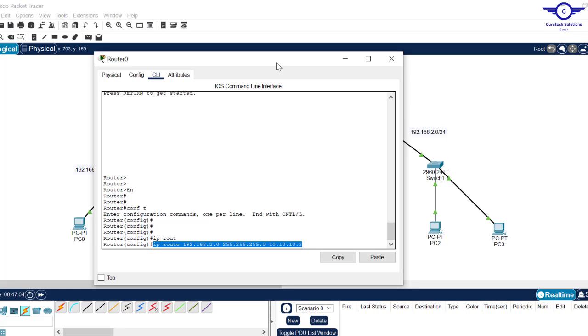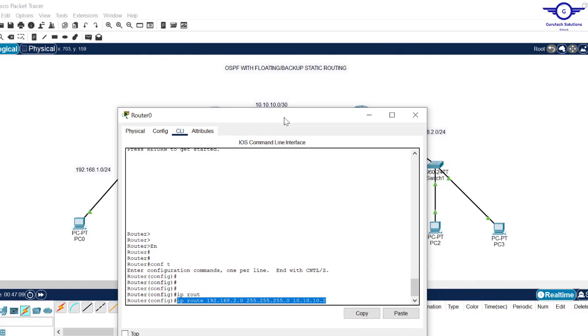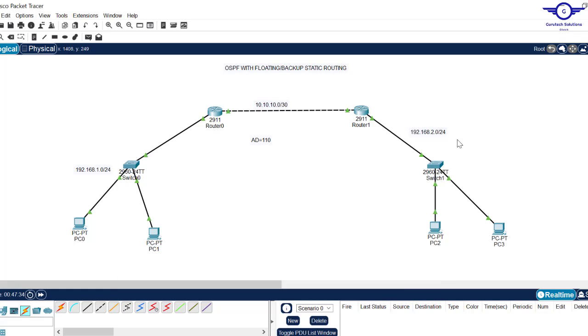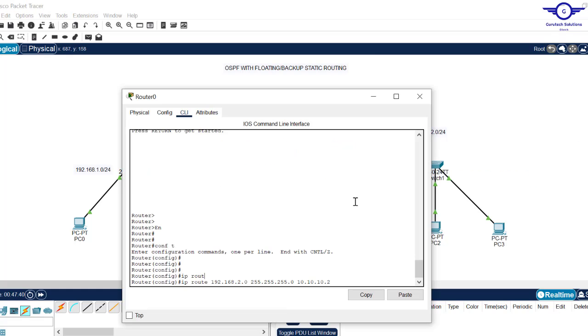This is just normal static routing. But in this case, we were not concerned about configuring static. Yeah. So I was saying that we are now configuring a backup static route to this destination such that it can take over when OSPF fails.